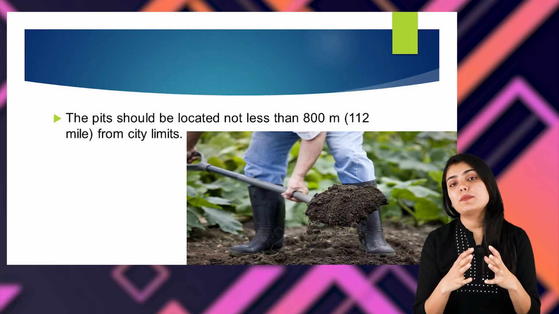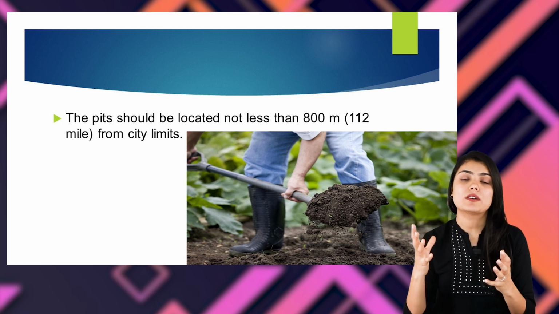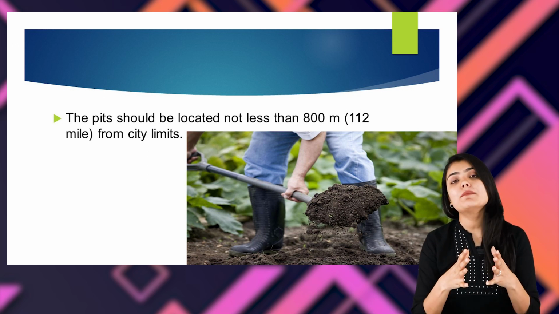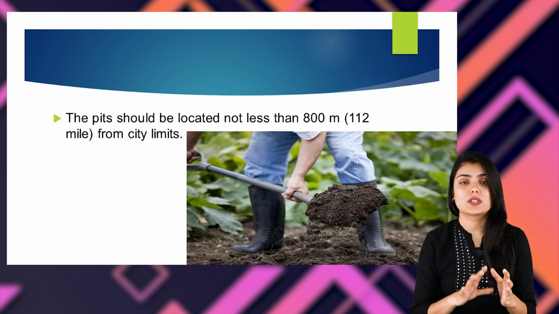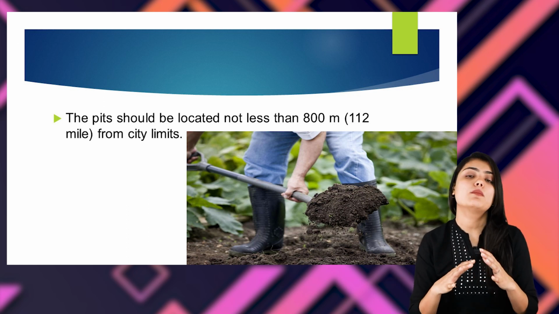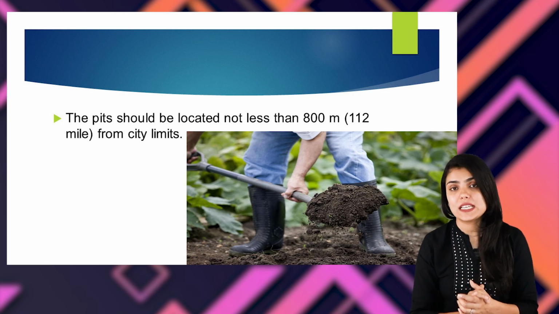The trench that we make must be located at least 800 meters away from the city areas. In Bangalore method of composting, a layer of refuse is first spread out. The thickness of the layer at the bottom level will be around 15 centimeters.